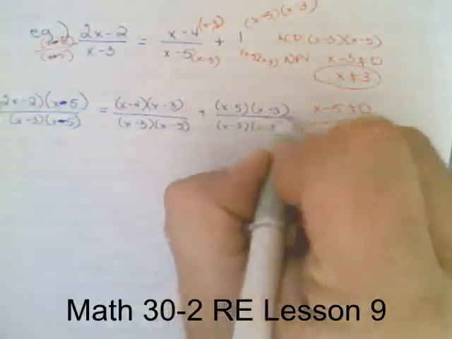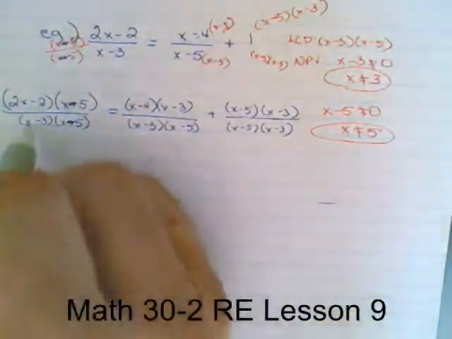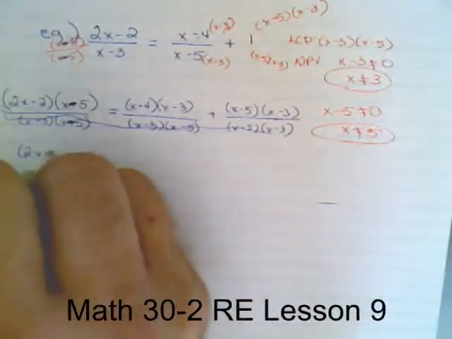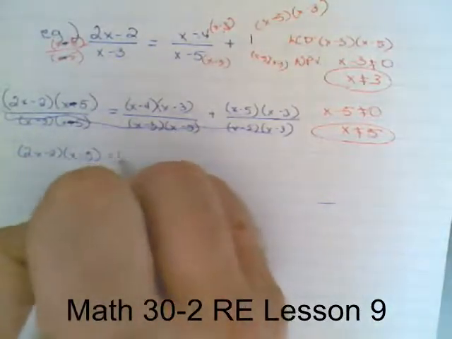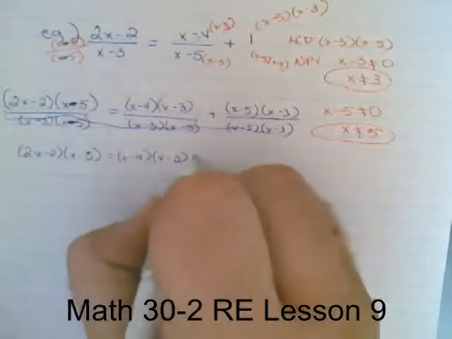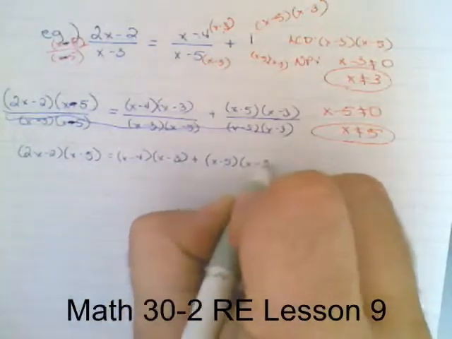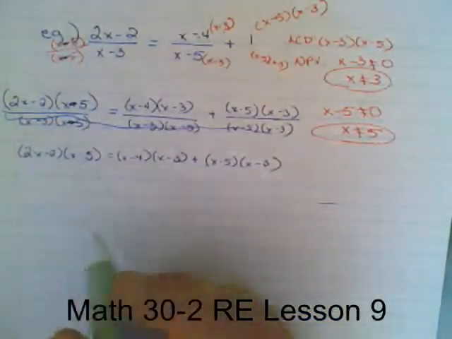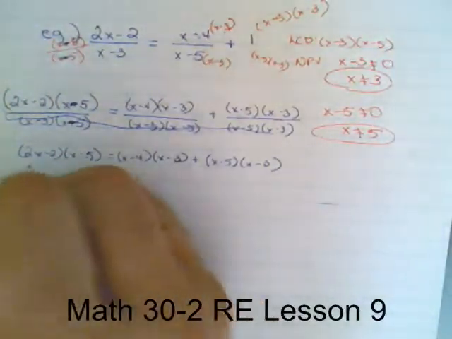And at this point, I may be tempted to give up, but please don't, because you can solve these. Now, mystical magical, the denominators are gone. So I'm going to end up with 2x minus 2 times x minus 5 equals x minus 4 times x minus 3 plus x minus 5 times x minus 3. I'm going to FOIL all these out, or multiply all these out once again. If you don't understand what I'm doing, please come and ask.